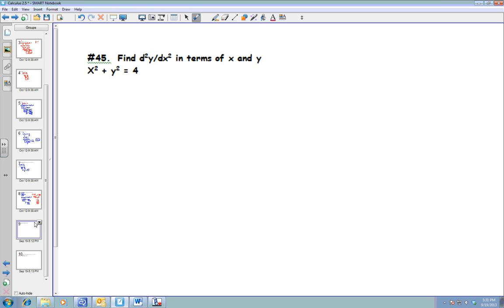Now on 45, I'm supposed to find, this is the symbol for the second derivative. Okay, so I'm going to go ahead and find the first derivative. First derivative would be 2x plus 2y, y prime equals 0. And then I'm going to go ahead and solve for y prime.